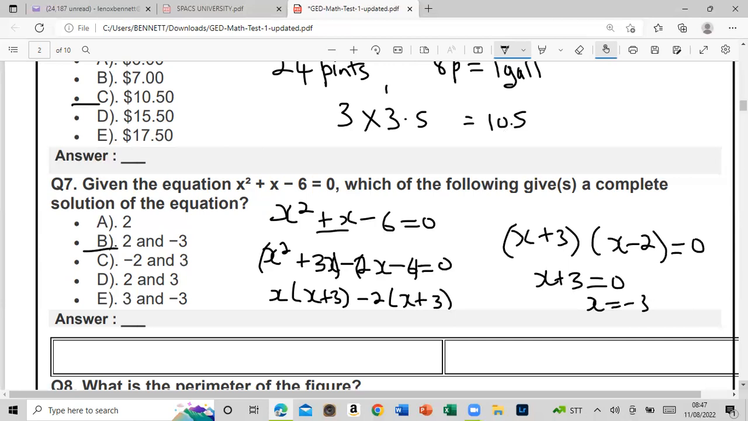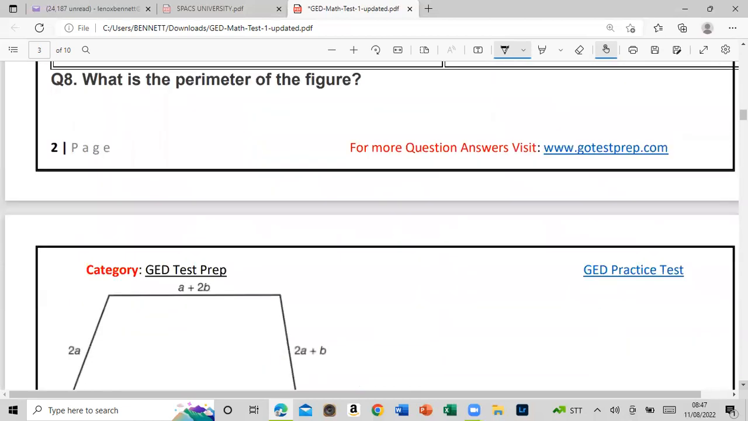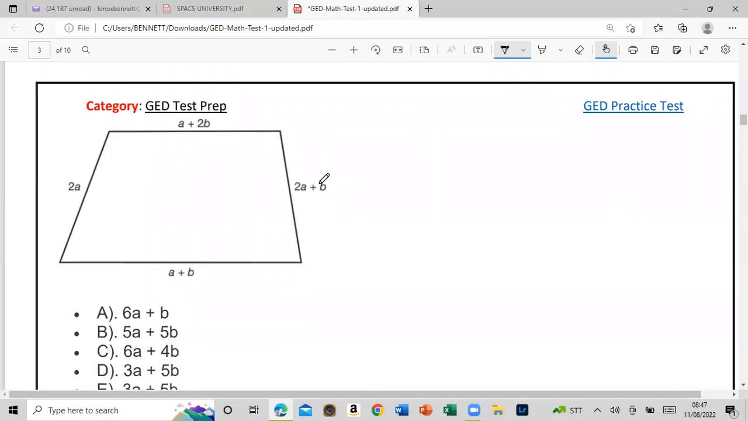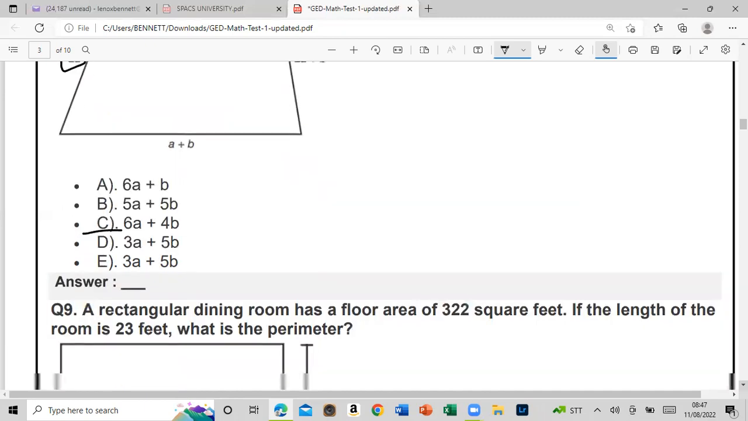Alright, let's move on to 8. It says, what is the perimeter of the figure? So it asks for the perimeter. Let's go down to the perimeter. And the perimeter means the total distance around. So what we have to do is to add up all of these. So add A plus 2A, that's 3A, plus that 5A, 6A. This one has 6A, and then you have 2B plus B, that's 3B plus that 4B, so that's C. Now this one was pretty straightforward, the perimeter. Let's move on to number 9.